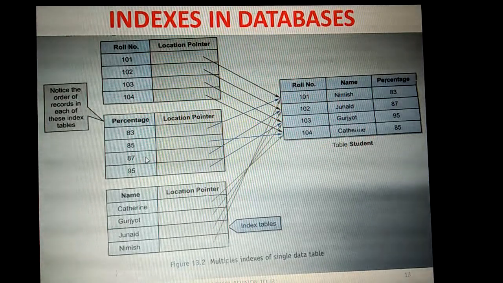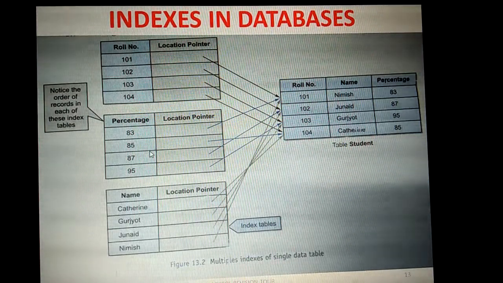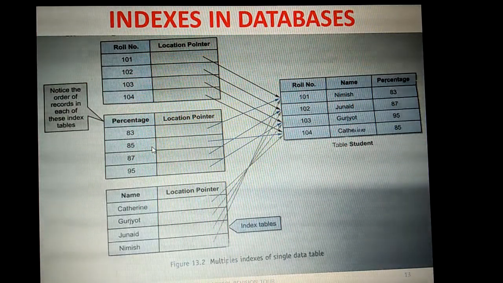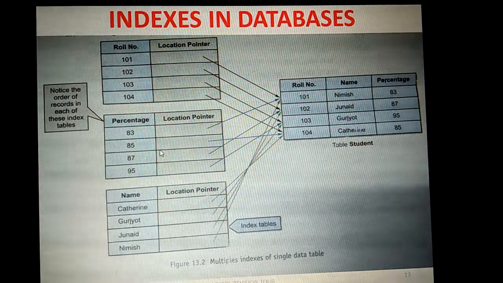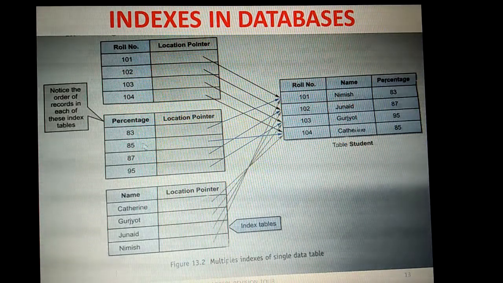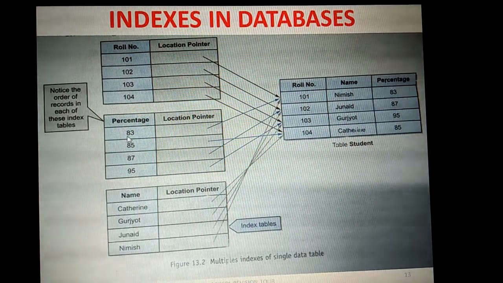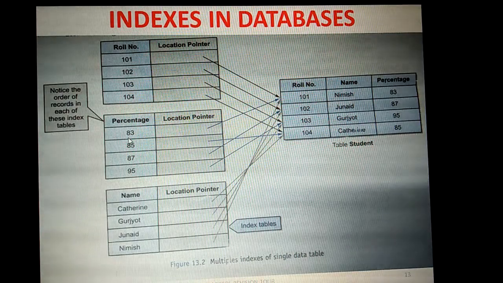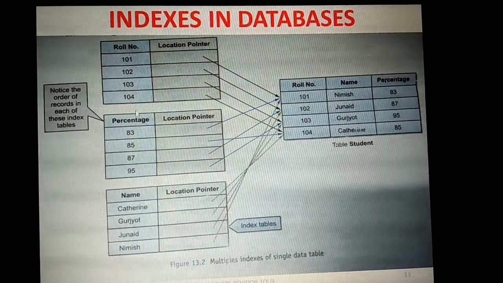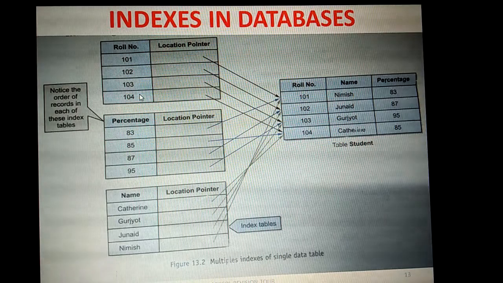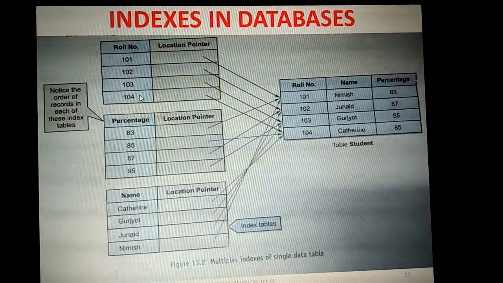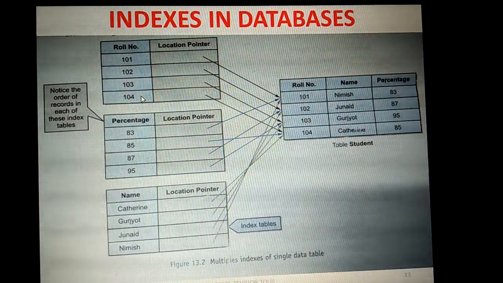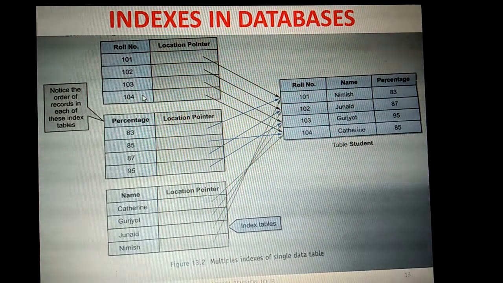When an index table is created for a large number of records in a table, we should normally choose the primary key field only. We should not choose percentage, because the same percentage will be there for multiple students. So we should avoid choosing fields other than the primary key, whichever fields there are, for use as an index field.